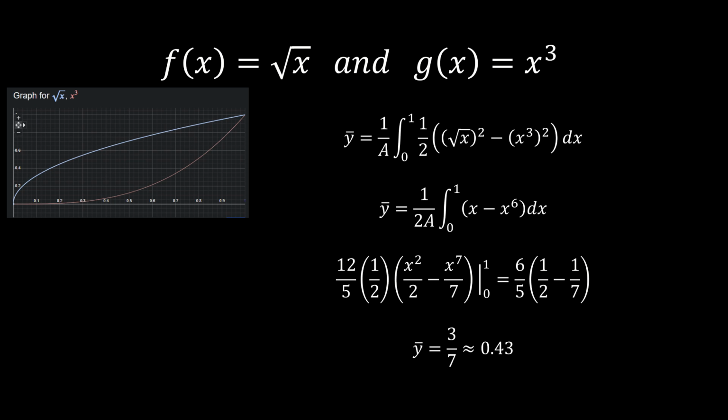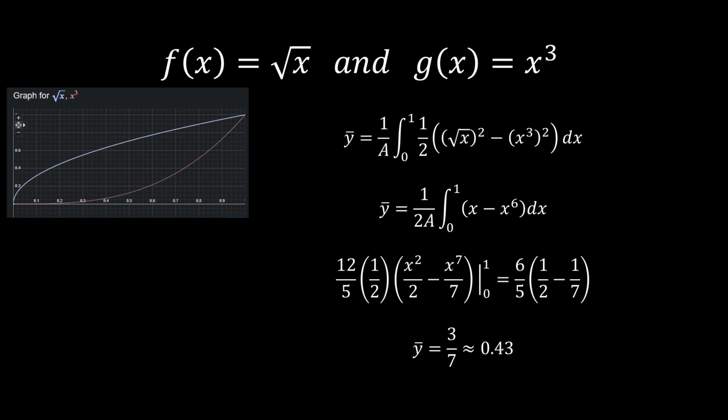Now, to complete our centroid coordinate, we need the y-coordinate, or y-bar, and that's just going to be 1 over the area times the integral, in this particular case, from 0 to 1, of 1/2 times the quantity of the top function squared minus the bottom function squared. With that 1/2 being a constant, we can take that out of the integral, so that we have 1 over 2 times the area, all in the denominator, times the integral from 0 to 1 of x minus x to the 6th power.